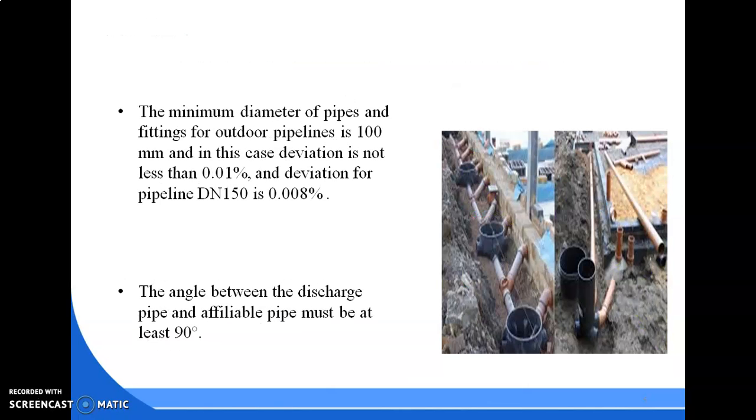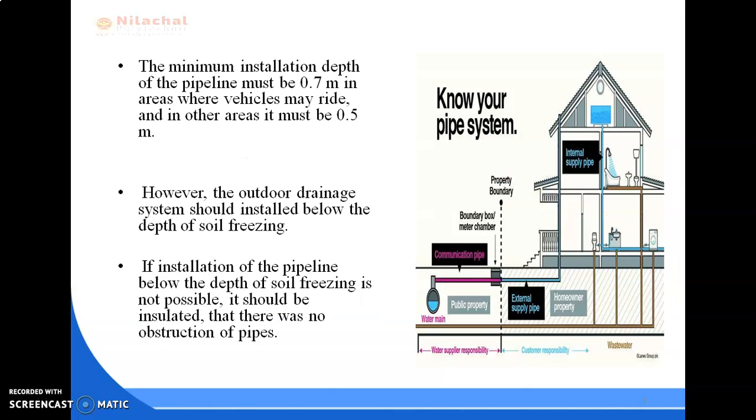So these are the requirements: the minimum diameter of pipes and fittings for outdoor pipelines is 100 mm. And in this case, the slope is not less than 0.01%. And the angle between the discharge pipe and the affiliated pipe must be at least 90 degrees, which we have to keep in mind during the construction or laying of the sewer line.